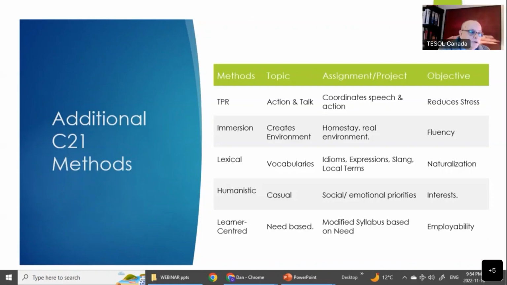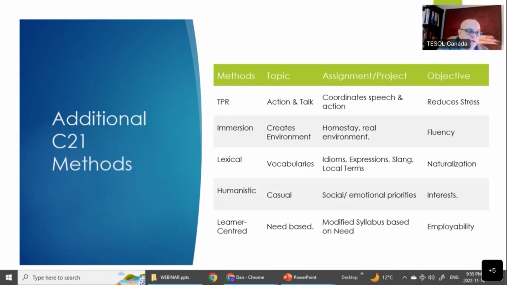So additional 21st century methods, which we're not doing right now tonight because you're going to be doing some of these with Alham, Miss Masagi tomorrow night. And then we'll be looking at a few others of these next week as we get into some of the other webinars as well. But there's the total physical response, TPR, total physical response. There's the immersion method, lexical approach, humanistic methodology, learner-centered method.